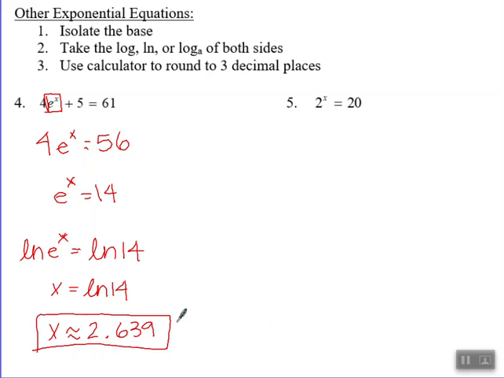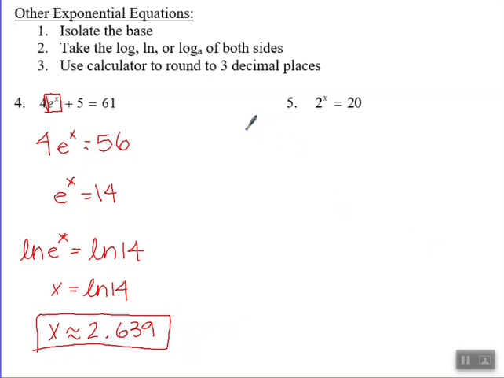Let's look at another example. Here we have 2 to the x equals 20. 2 to the x is already isolated, so now we just need to do the log of both sides. And I'm going to show you two different ways to do this.